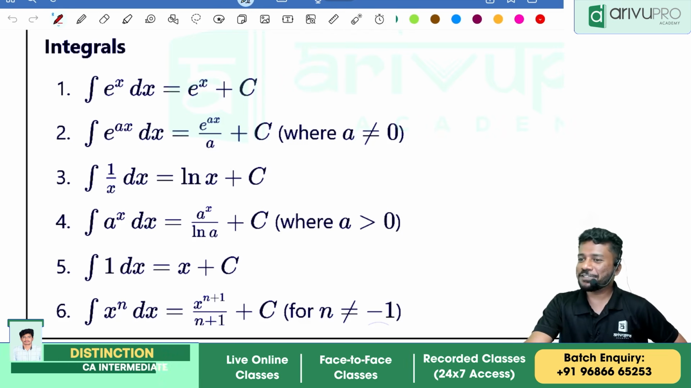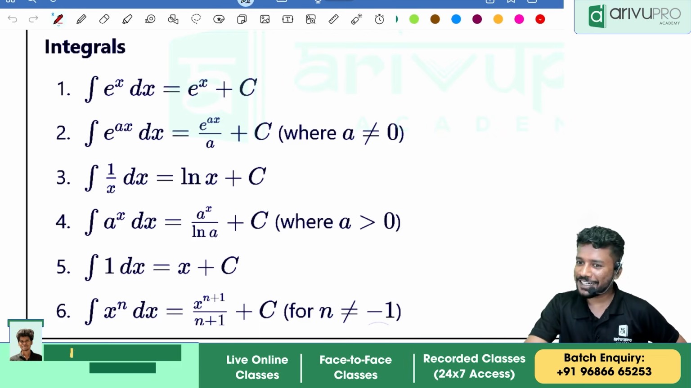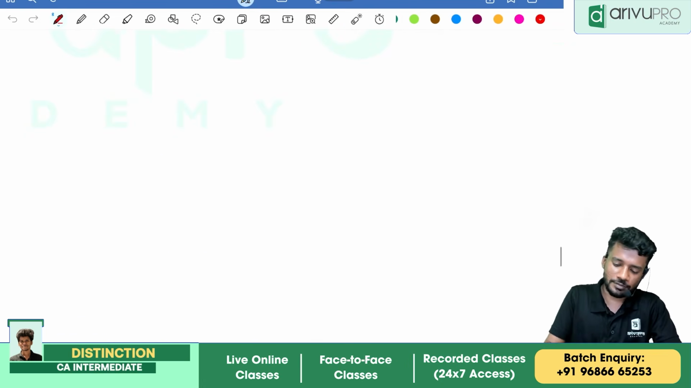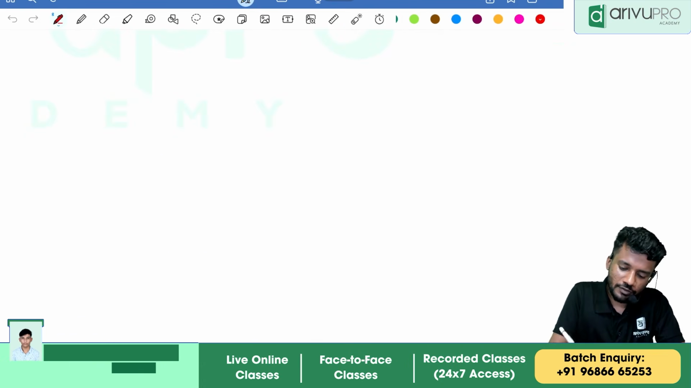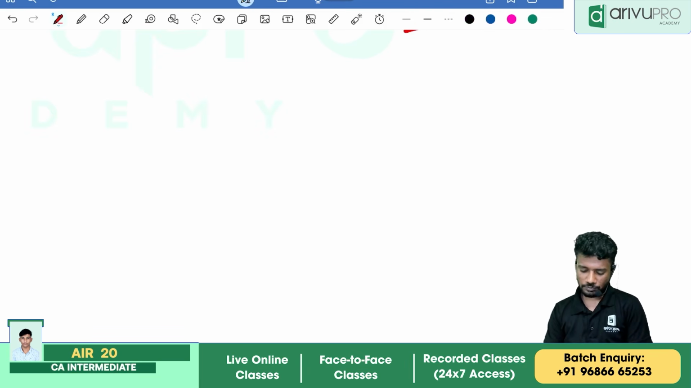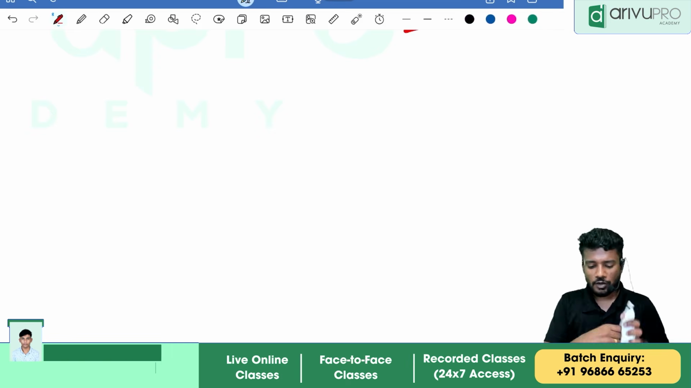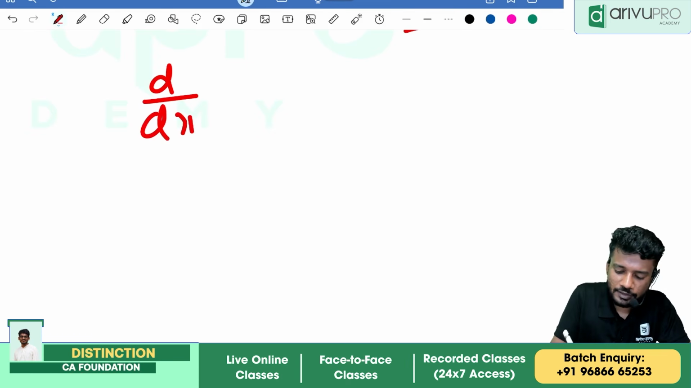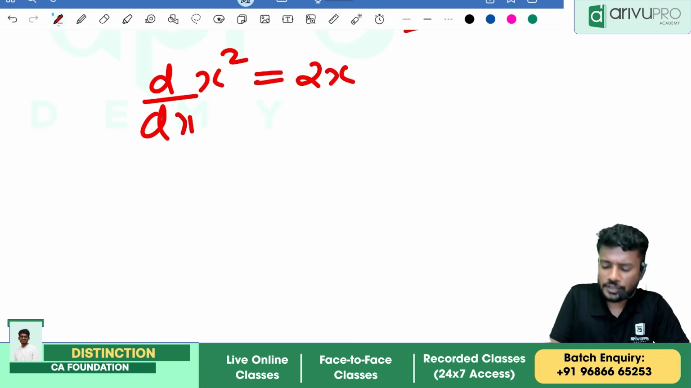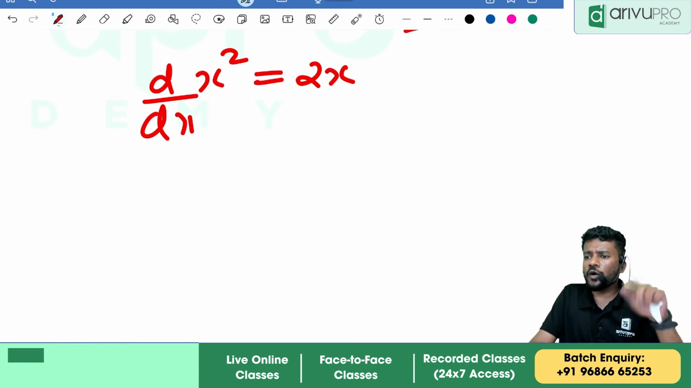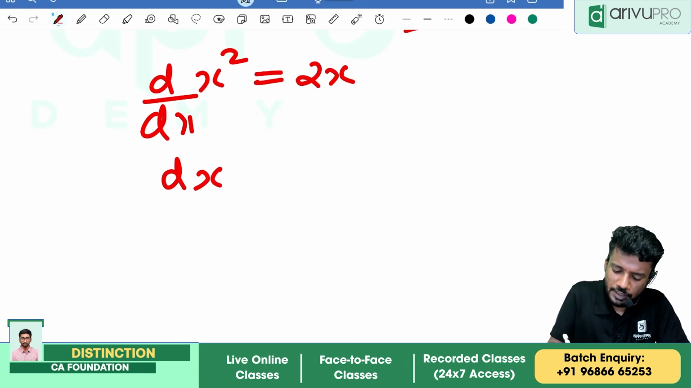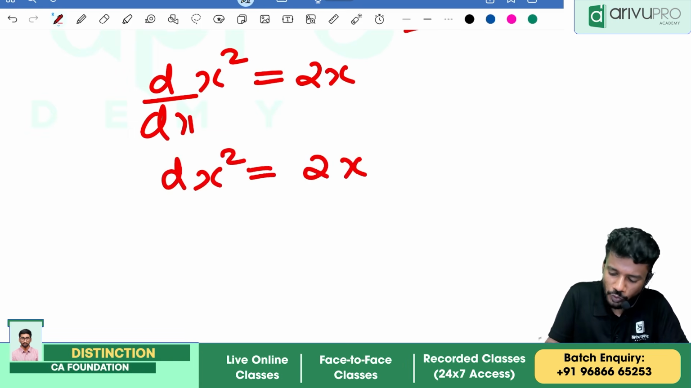The integral of e raised to x is how much? e raised to x plus c. Now before that I will start with the basic one. What was the derivative of d by dx of x square? That is 2x. When we are taking the reverse, it should be the integral. I am taking dx to the other side. That means d of x square is equal to 2x dx.